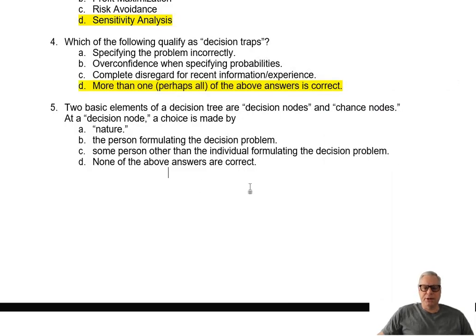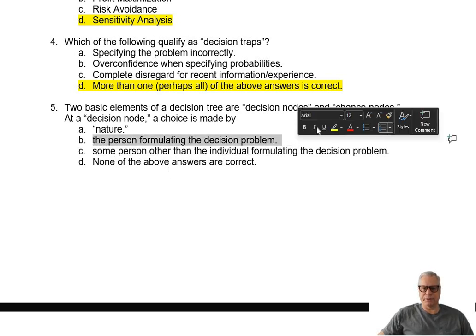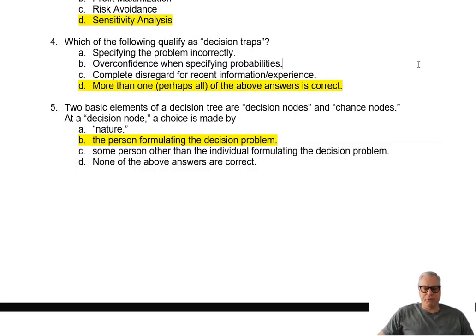Two basic elements of a decision tree are decision nodes and chance nodes. At the decision node, a choice is made by nature. No, the state of nature is determined by chance node. The person formulating the decision problem, yeah, that sounds correct. Some person other than the individual formulating the decision problem, no. So that is B. Okay, that was just a brief review of some basic concepts, and let's dive into more.